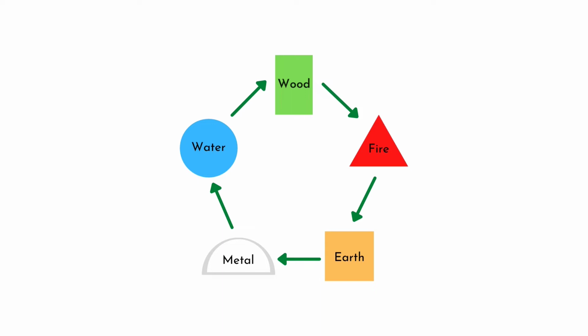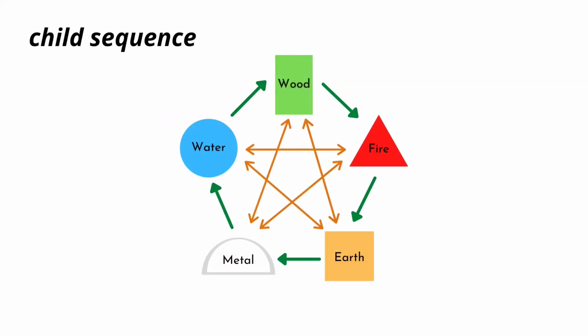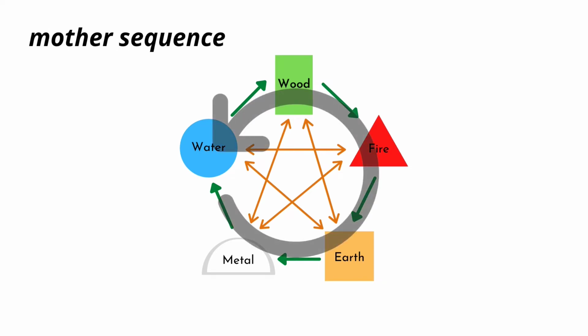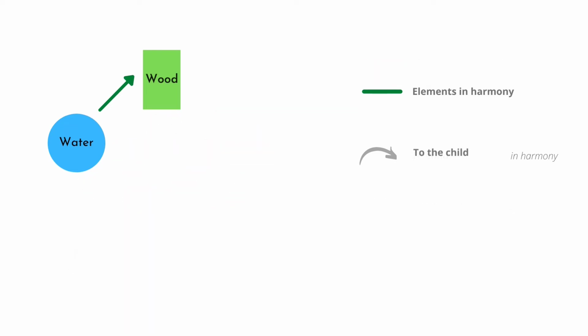In this system, each subsequent element is the son of the previous one. Wood is the son of water, fire is the son of wood, earth is the son of fire, and so on. Just like in nature, water makes wood grow, wood is required to light a fire, and so on. This sequence is called child sequence, from mother to child. If we move backward or counterclockwise, from child to mother, it is the mother sequence. If two elements have mother-child relationship, it is considered as harmonious relationship.